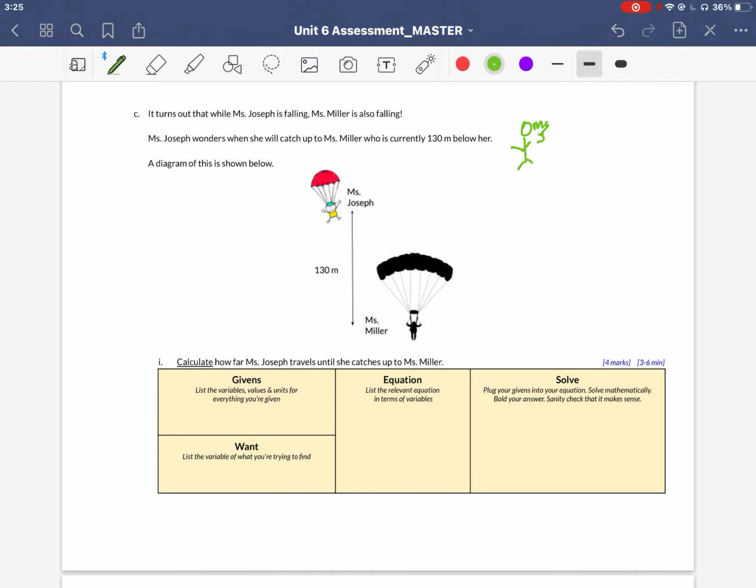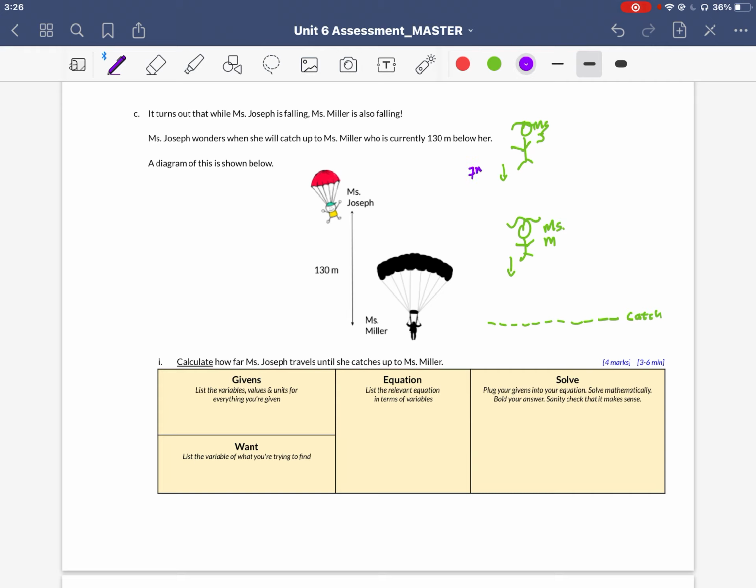So I'll put her up a little bit just to give myself some space. That's crazy hair, but they do also have parachutes. So here's Miss Miller. They're both falling, and at some point, they're going to catch each other. What do we know about their falls?